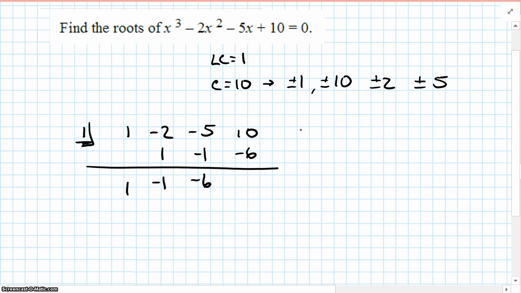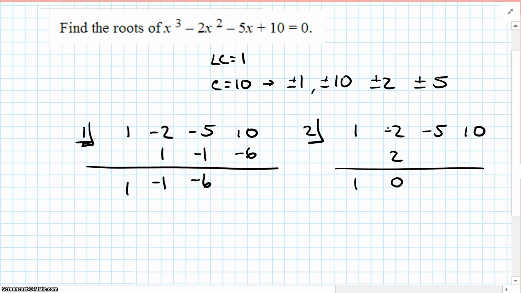So let's try 2. So I got 1, negative 2, negative 5, 10. So drop the first one. 1 times 2 is 2. Negative 2 plus 2 is 0. 2 times 0 is 0. Negative 5 plus 0 is negative 5. 2 times negative 5 is negative 10. 10 plus negative 10 is 0. So I have a root of 2.